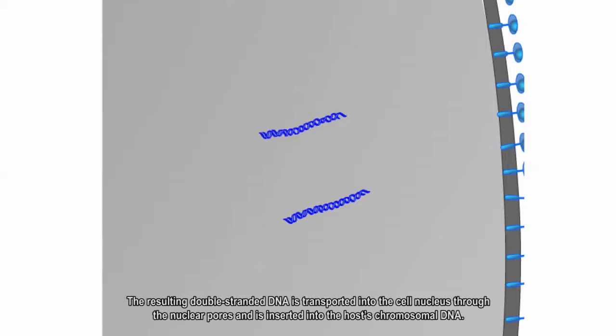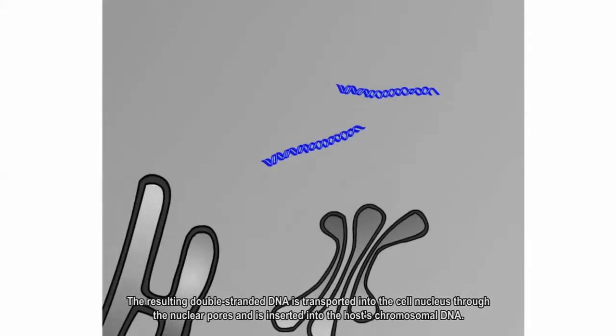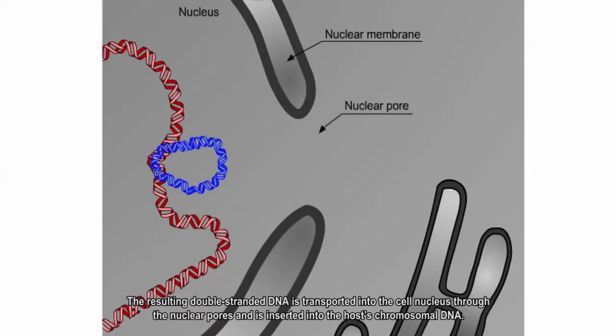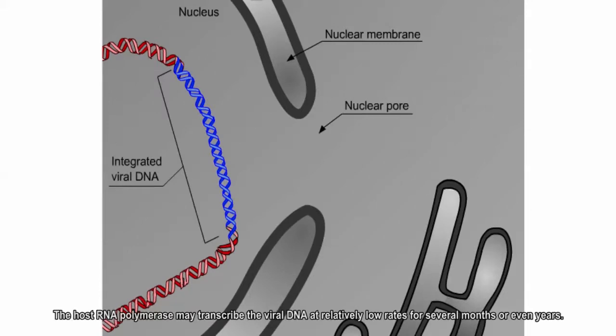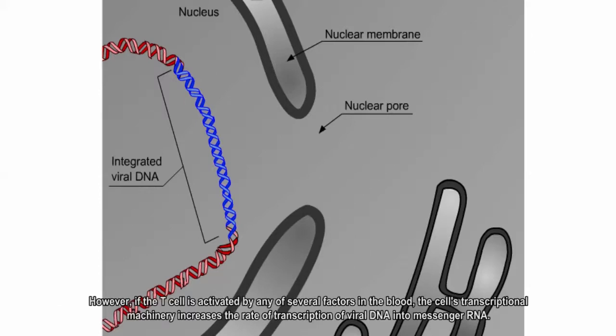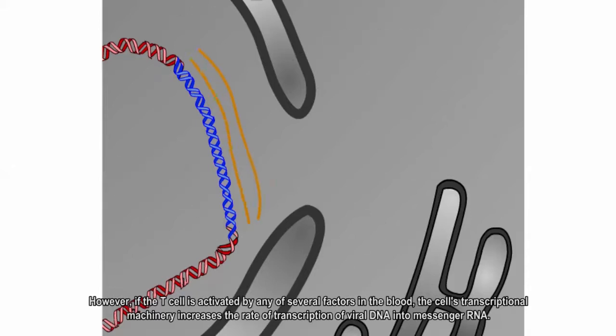The resulting double-stranded DNA is transported into the cell nucleus through the nuclear pores and is inserted into the host's chromosomal DNA. The host RNA polymerase may transcribe the viral DNA at relatively low rates for several months or even years. However, if the T cell is activated by any of several factors in the blood, the cell's transcriptional machinery increases the rate of transcription of viral DNA into messenger RNA.